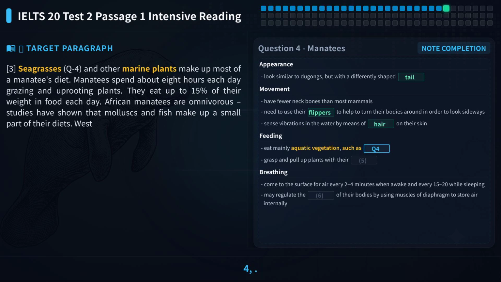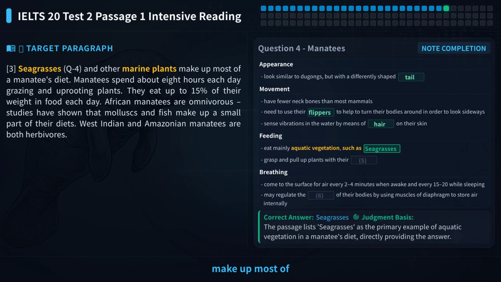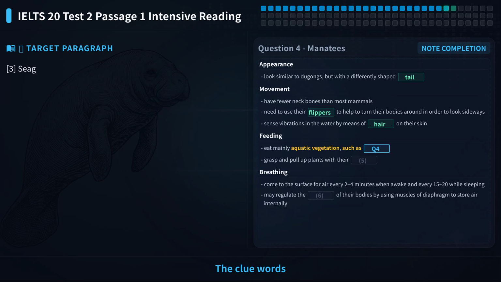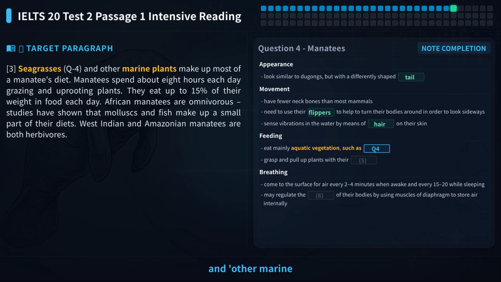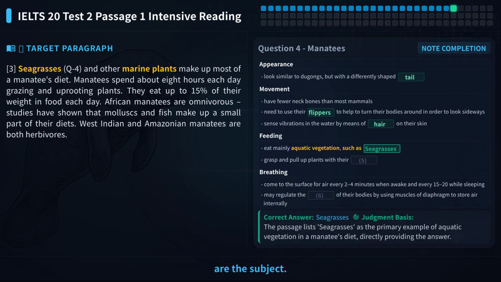Let's look at question 4. Seagrasses and other marine plants make up most of a manatee's diet. Please pause and test yourself first. The clue words are seagrasses and other marine plants, which are the subject.